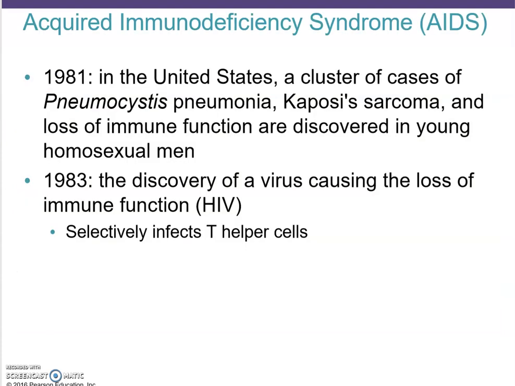Acquired immunodeficiency syndrome, AIDS, was first discovered in the United States in 1981. It was a cluster of cases of pneumocystis pneumonia, Kaposi sarcoma, and loss of immune function that were discovered in young homosexual men. And you have to understand, Kaposi sarcoma and pneumocystis pneumonia are very rare, especially in young, otherwise healthy men. And in 1983, the cause was discovered. It's a virus that causes the loss of immune function, HIV.